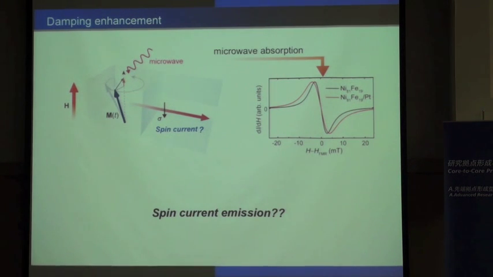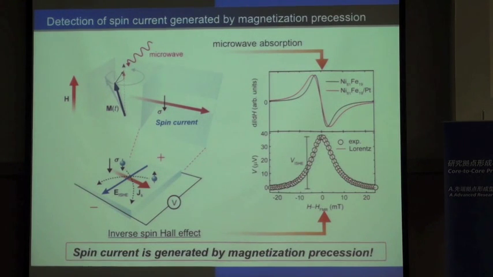Because a spin current flowing in the platinum layer is converted into an electric voltage through the inverse process of the spin Hall effect. So next we measured the electric voltage under the ferromagnetic resonance condition. This is the result. As you can see, a voltage signal appears at the resonance field. This is evidence that the dynamical spin, the precessing magnetization, injects a spin current into the adjacent non-magnetic metal.